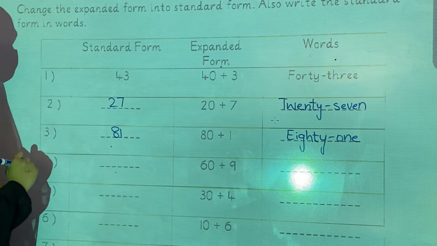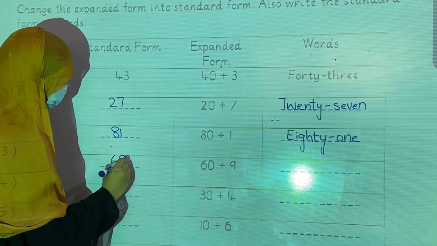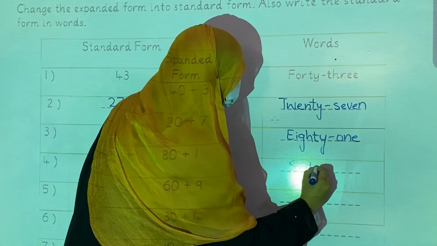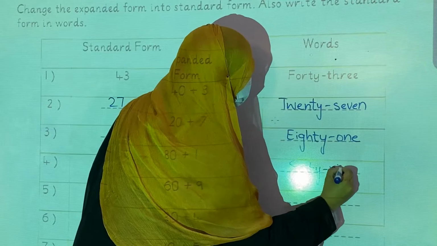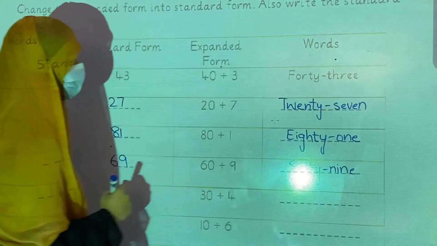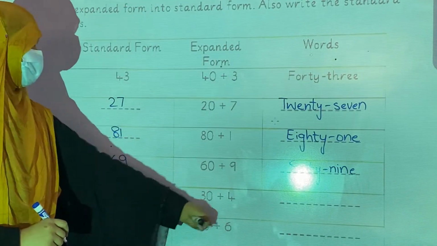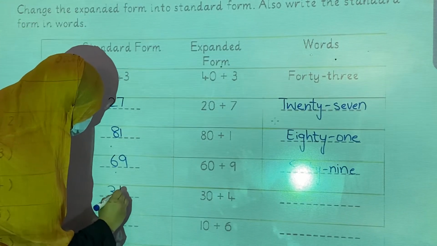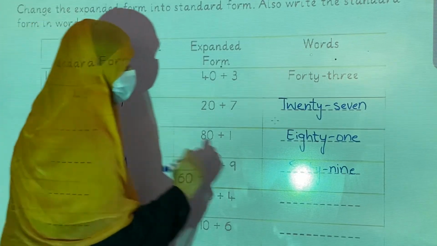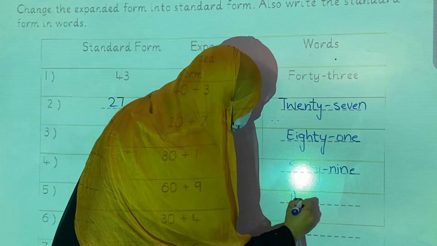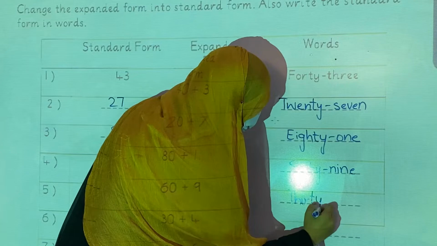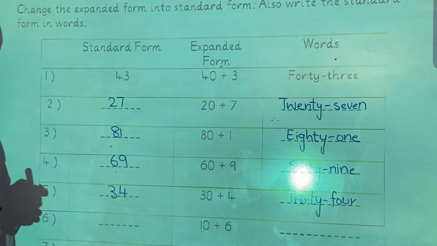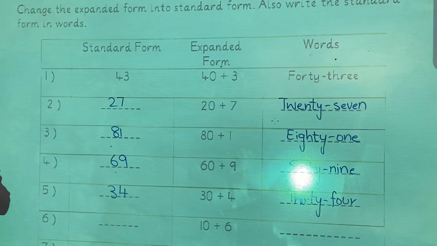Next one is 60 plus 9. The standard form of 60 plus 9 will be 69. S-I-X-T-Y 60, N-I-N-E 9, 69. Next one is 30 plus 4. Standard form of 30 plus 4 will be 34. T-H-I-R-T-Y 30, F-O-U-R 4, 34. In this way you will complete this activity.